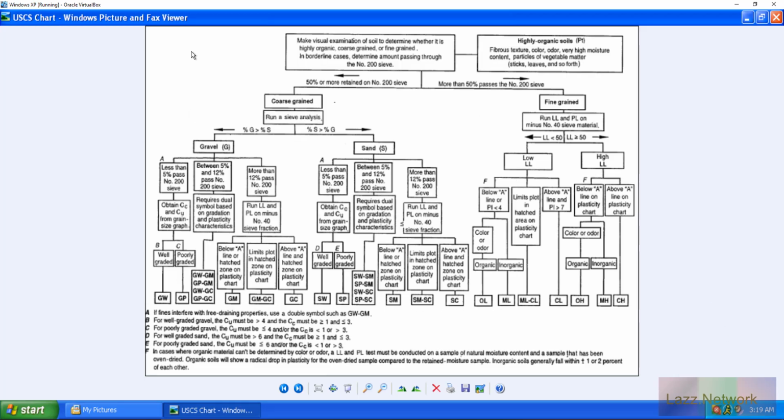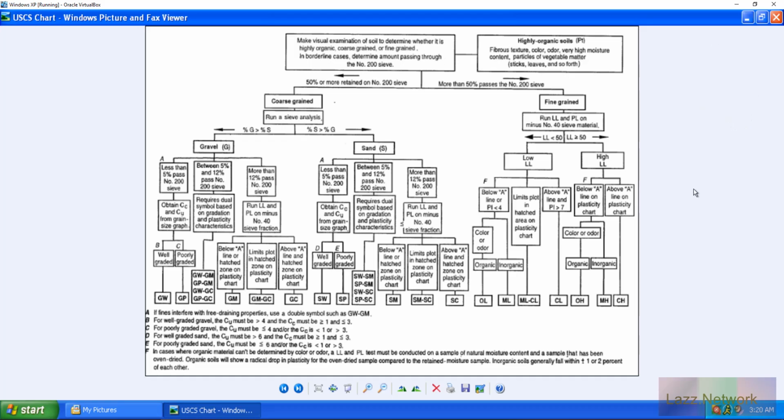So at least for the Unified Classification System, it pretty much works like a flow chart. As we start, you're going to make a visual examination of the soil to determine whether it's highly organic or coarse-grained or fine-grained. Borderline class is determined through the amount passing the 200. So this is your first part. If you think that it's organic-y, then you're going to perform an organic content. That's what this side box is over here.